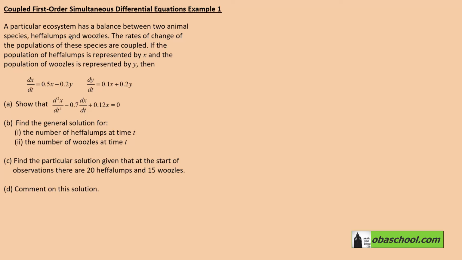A particular ecosystem has a balance between two animal species, heffalumps and woozles. The rates of change of the populations of these species are coupled. If the population of heffalumps is represented by x and the population of woozles is represented by y, then dx/dt is 0.5x take away 0.2y, and dy/dt is 0.1x plus 0.2y. We want to show that this differential equation comes from this information.